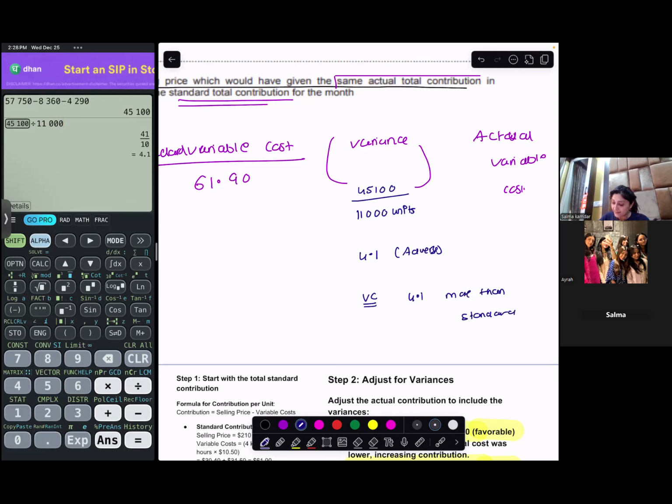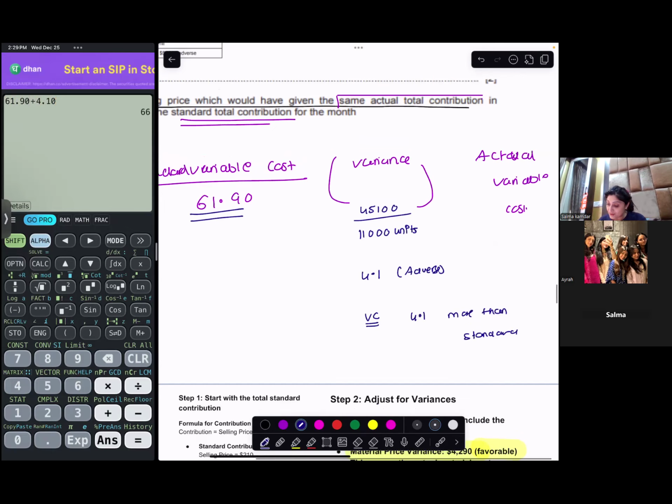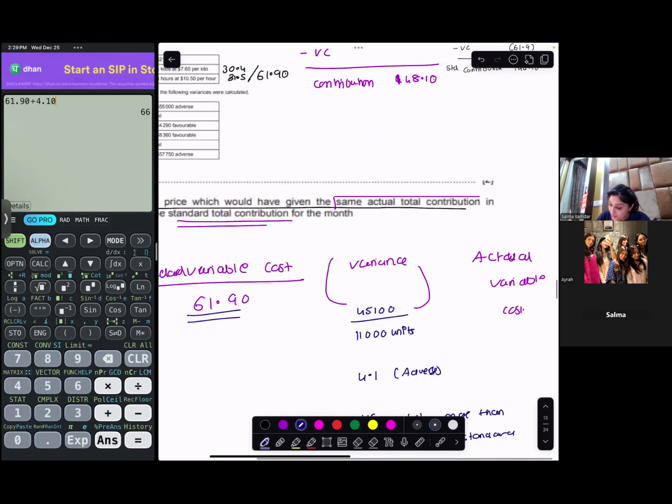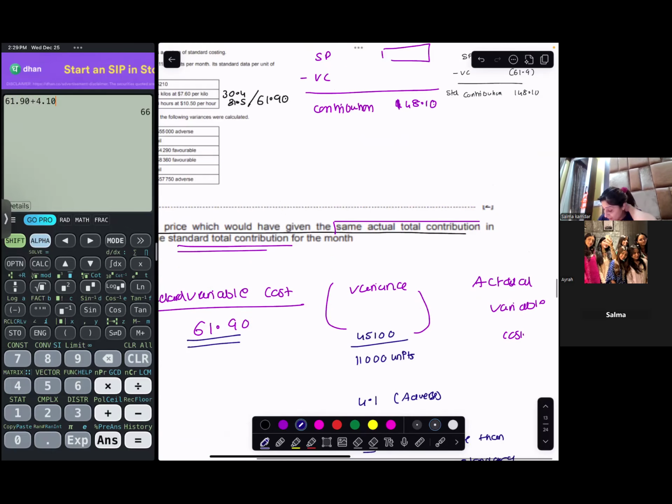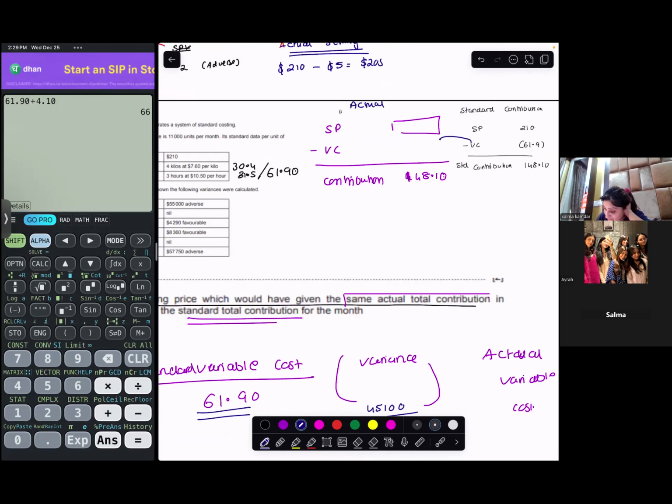What is my standard variable cost? 61.90. If I add this, my variable cost will become 66. That means my actual variable cost is 4.10 more than the standard. So actual variable cost is 66. So what would be my new selling price?